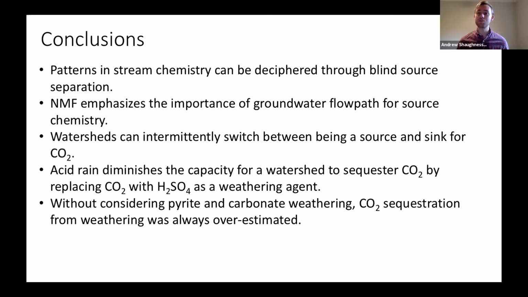And lastly, we've noted that acid rain diminishes the capacity of a watershed to sequester CO2 by replacing CO2 with H2SO4 as a weathering agent. And overall, if we don't consider pyrite and carbonate when thinking about CO2 weathering budgets in these critical zone processes, we're always going to overestimate the drawdown of CO2 through weathering reactions. And with that, that's it. I'd be happy to take any questions.